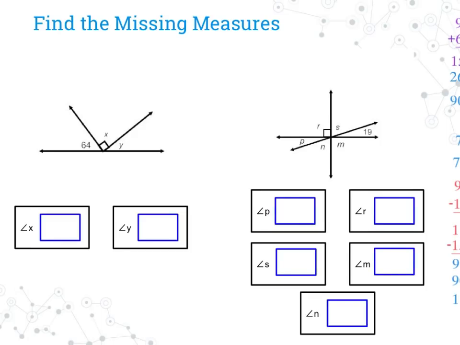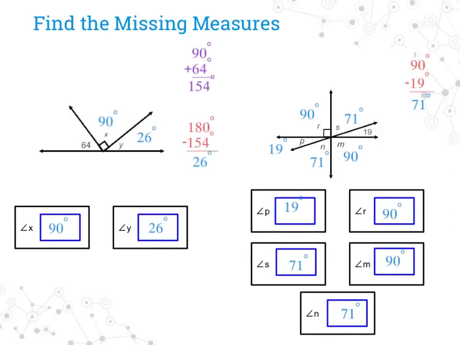I know it looks hard, but remember what you know about angle relationships and you should be able to figure out what's missing. Go ahead and pause the video now, try it on your own, then press play again to see if you are correct. How did you do? Were you able to figure out all the missing measures?